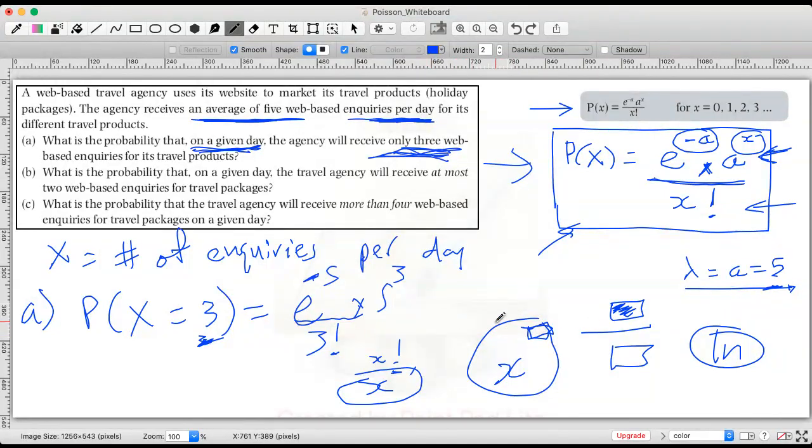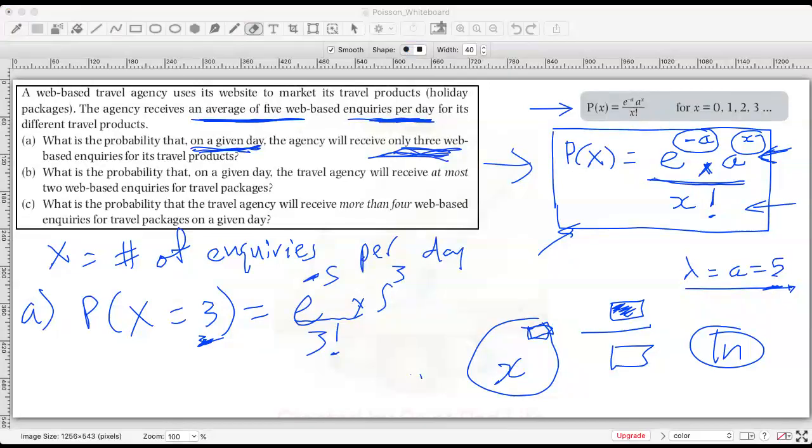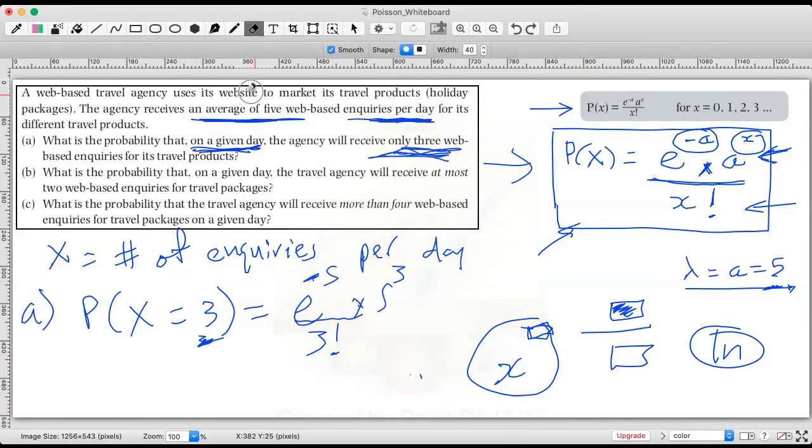Let me know once you've done that. You can write the value in the chat. If you're stuck, if you've got an error in your calculator, just let me know. Yes, well done. That's right. 0.14. That's the answer.